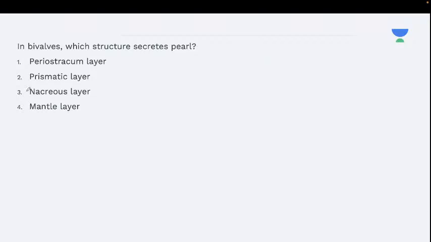In bivalves, which structure secretes pearl? So this is a memory based question. If I tell you, then you know the answer, otherwise you don't. So this is the nacreous layer. This is the innermost layer of bivalves. This is the layer which secretes the pearl.